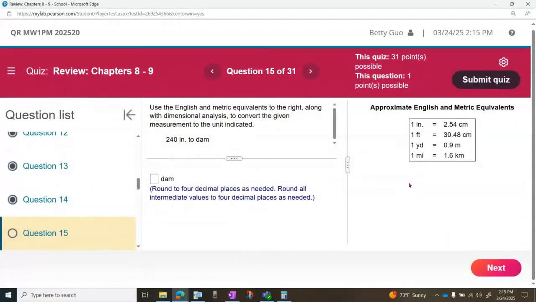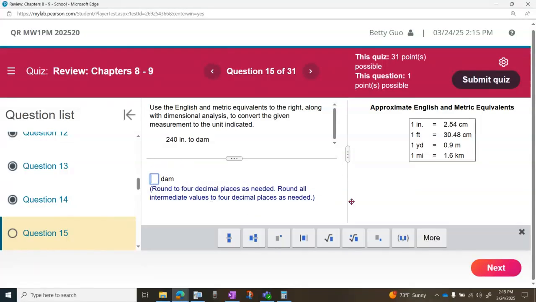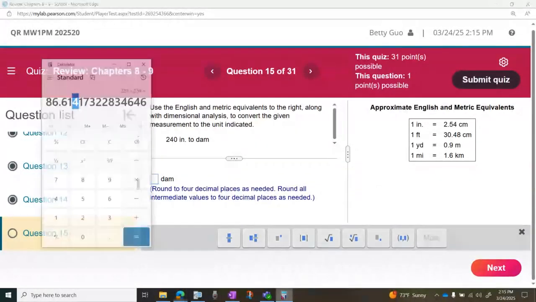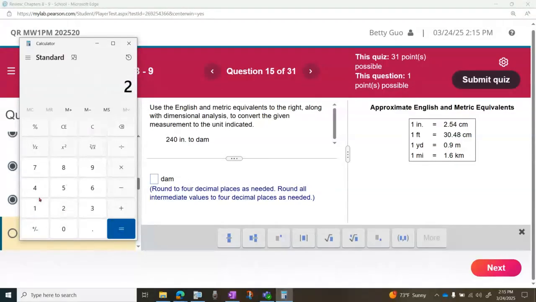From inch to dam. Okay, how about this time we go from inch to centimeter and then from centimeter to dam. That's the plan. Centimeter is a smaller unit, from the fingertip to the end of the nail, right? So the number needs to be bigger. So this time we multiply by 2.54. We multiply 240 by 2.54. 609.6. That's how many centimeters.